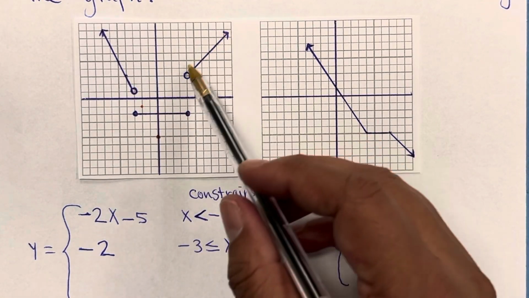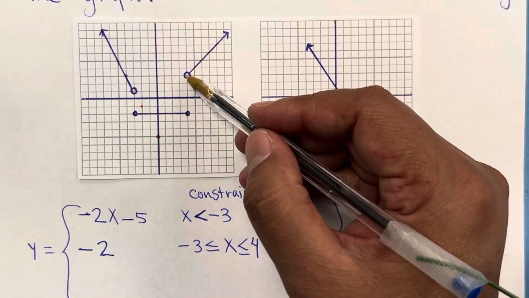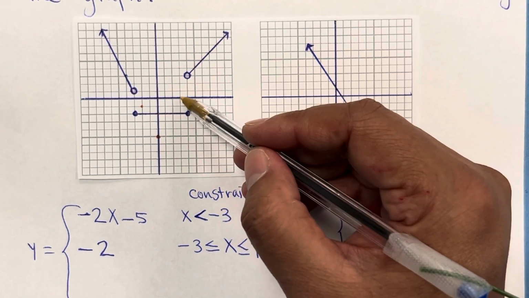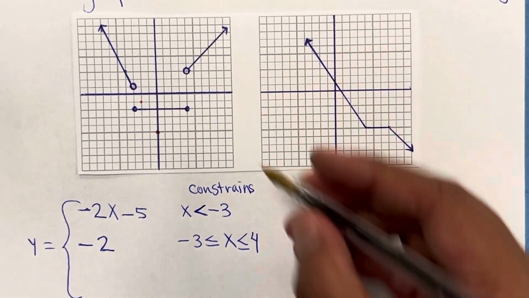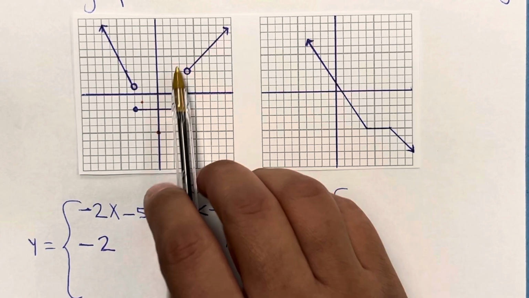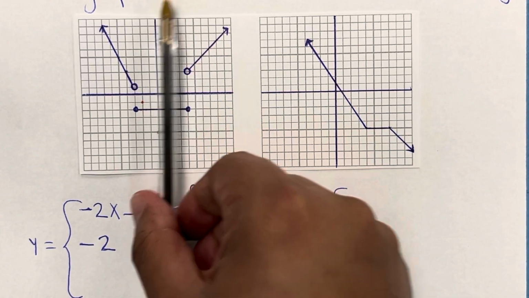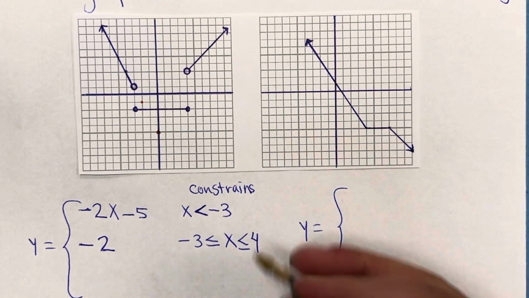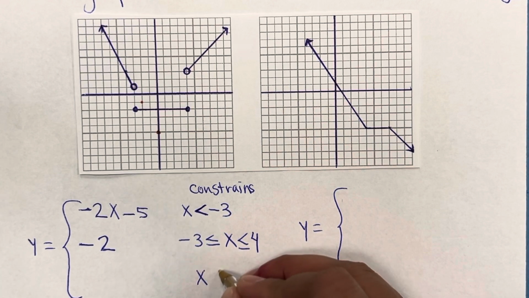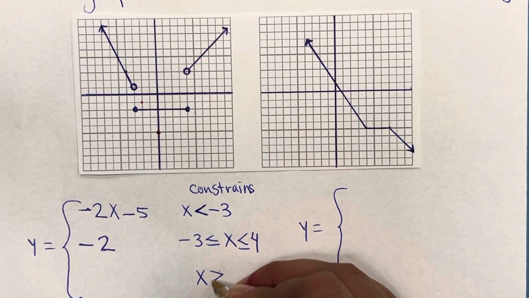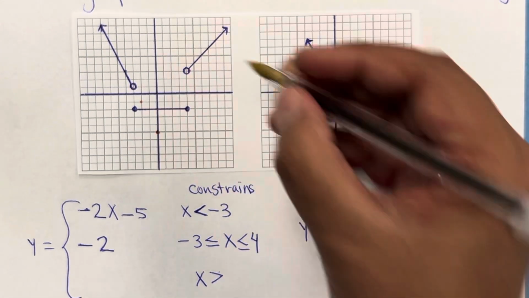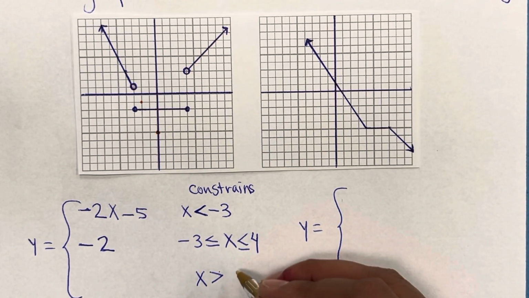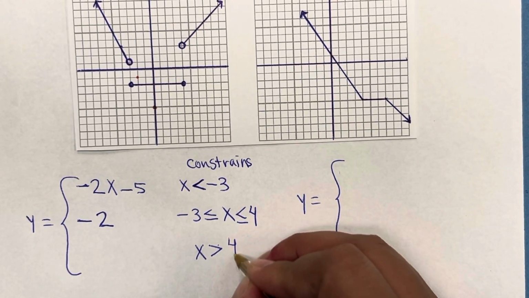For the last one, the constraint is exactly a 1, 2, 3, 4 in x, and it's greater than that, right? My graph is not before that 4, it's after that 4. So it's x is greater. Is it equal? No, it's open, so you just leave it like that. So it's greater than 4.